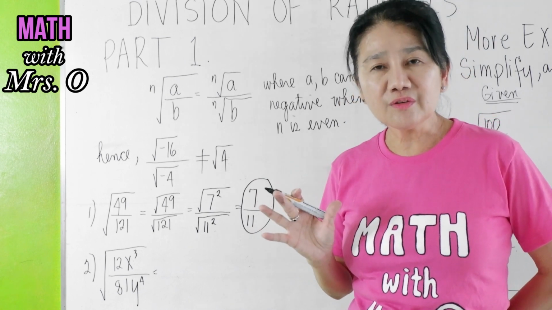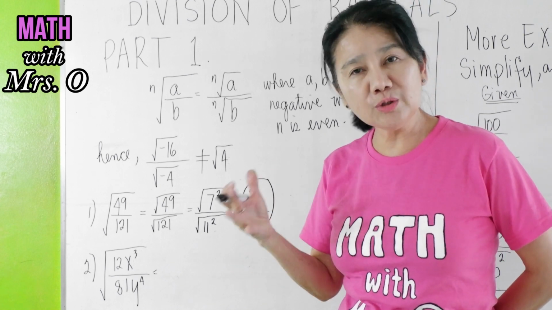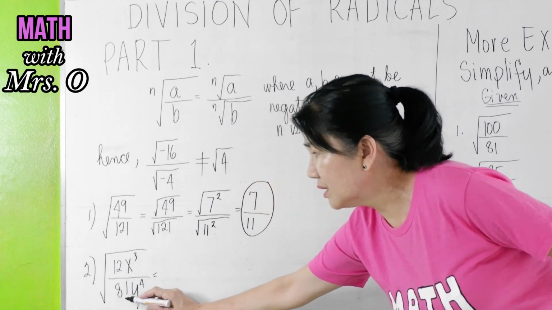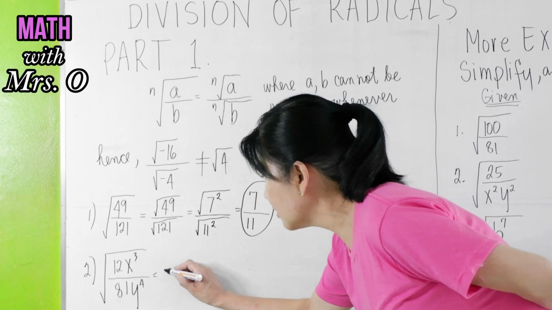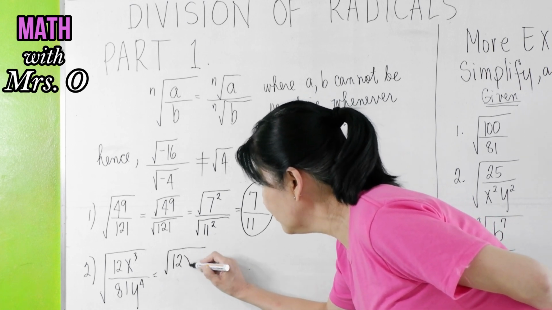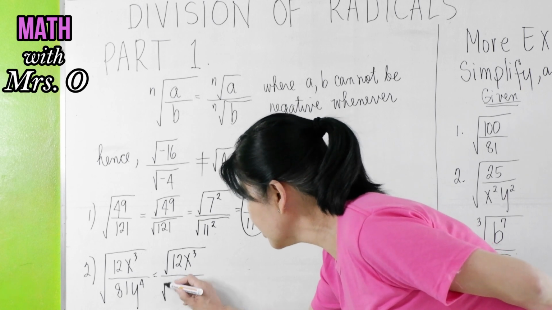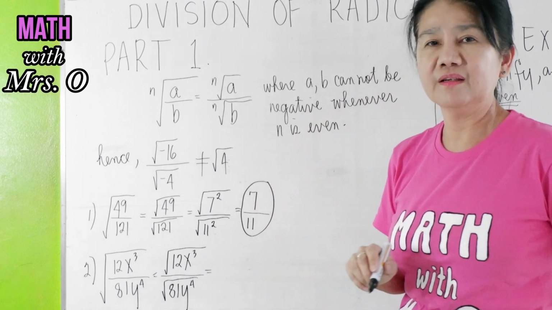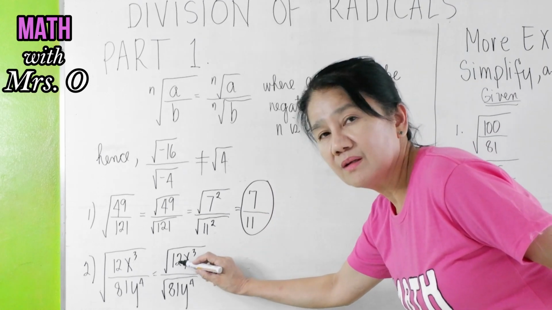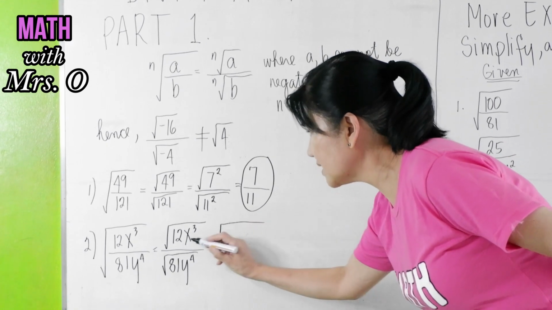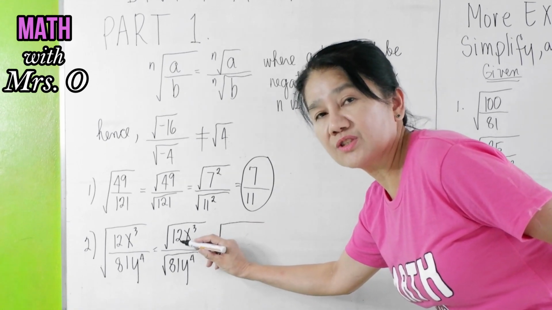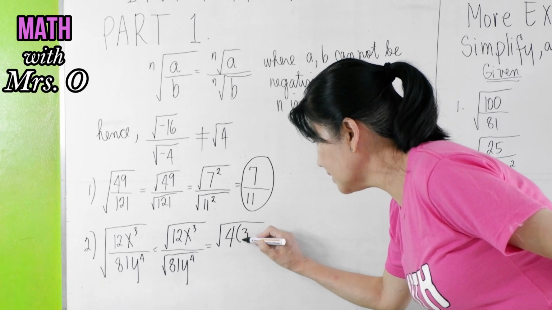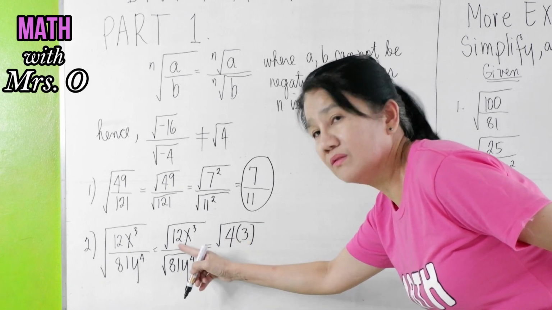What if there are variables? So we do the same thing. Square root of 12x cubed over 81y to the 4th is equal to the square root of 12x cubed over the square root of 81y to the 4th. There. Then, you factor 12 in such a way that one of the factors of 12 is a perfect square. You can always do that. 4 times 3. 4 times 3 is 12.